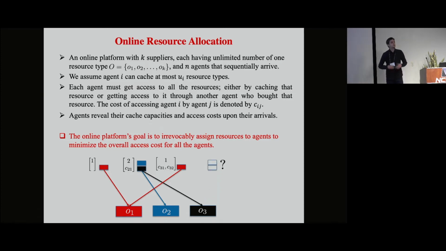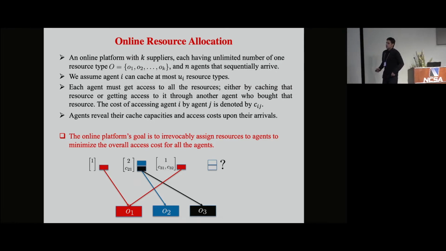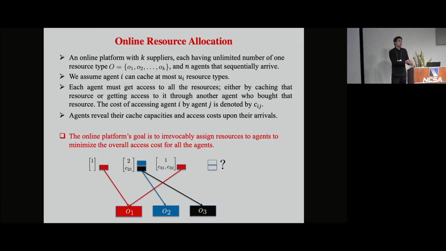So the question is, when new agents are joining the platform, how to fill their caches with different resources in order to minimize the overall access cost. So here, there is a strong externality between these agents, because depending on how the platform is allocating the previously joining agents, the new agent is going to get different types of resources. Okay?